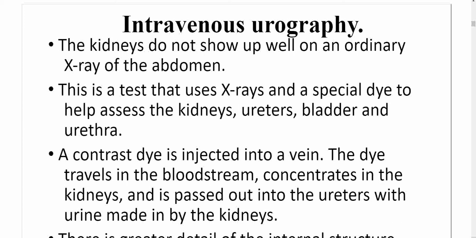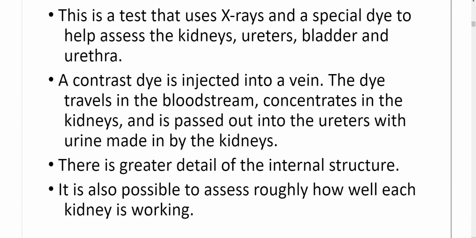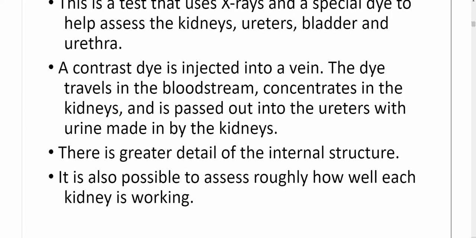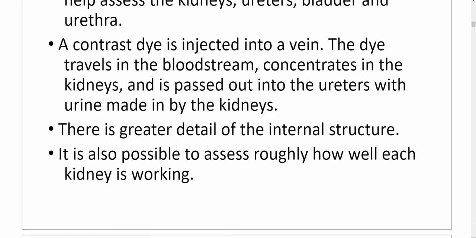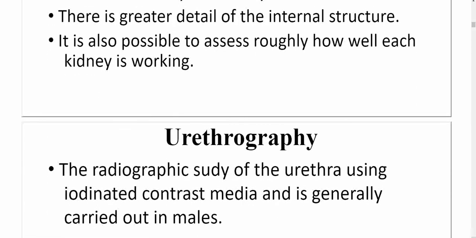When we use the dye or staining techniques, the one mostly used is called urografin dye. The contrast dye is iodinated and is injected into a vein, and then the dye travels in the bloodstream, concentrates in the kidneys, and is passed out in the ureters with the urine made by the kidneys. There are greater details of the internal structure because now the dye is shown in the image. It is also possible to assess roughly how well each kidney is working by the same technique.